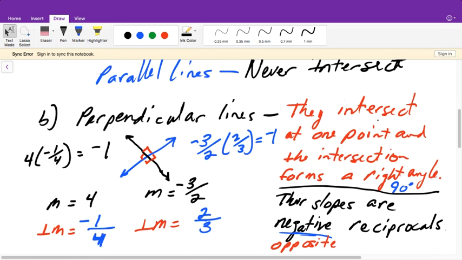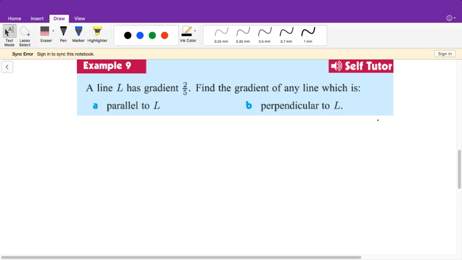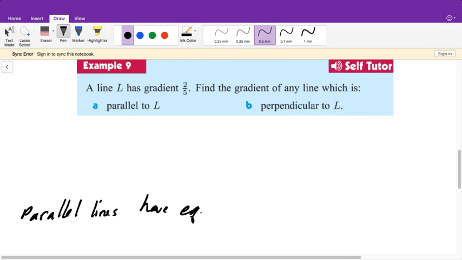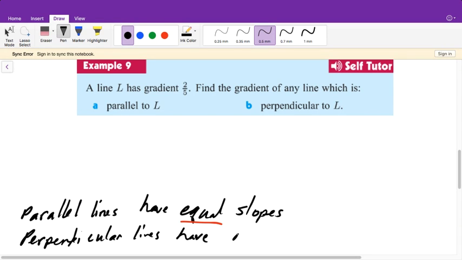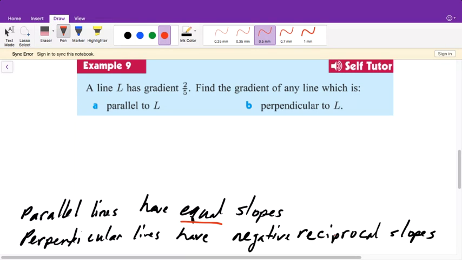All right, so let's go ahead and solve some questions with this. It says a line L has gradient 2/5. Find a gradient of any line which is parallel and any line which is perpendicular. So remember, parallel lines have equal slopes or gradients. I'm sorry, I'm just used to saying slopes. But parallel lines have equal slopes, and perpendicular lines have negative reciprocal slopes. All right, this is what you need to remember. All right, so now let's go ahead and answer this.